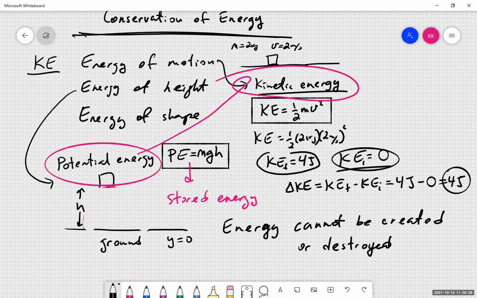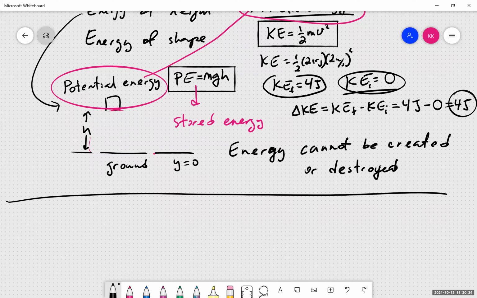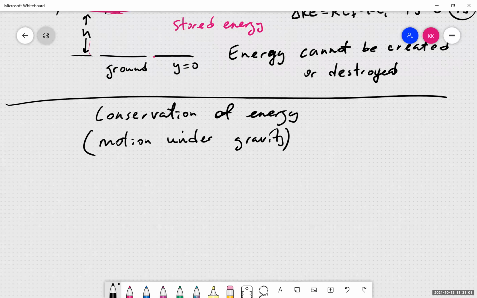Now, the specific type of system and configuration we're going to be looking at is a configuration where the energy will be conserved. So it's a conservation of energy. The motion is going to be influenced by pretty much gravity, so that means motion under gravity. All right, so when the motion is under gravity, gravity basically conserves the total energy of the system.